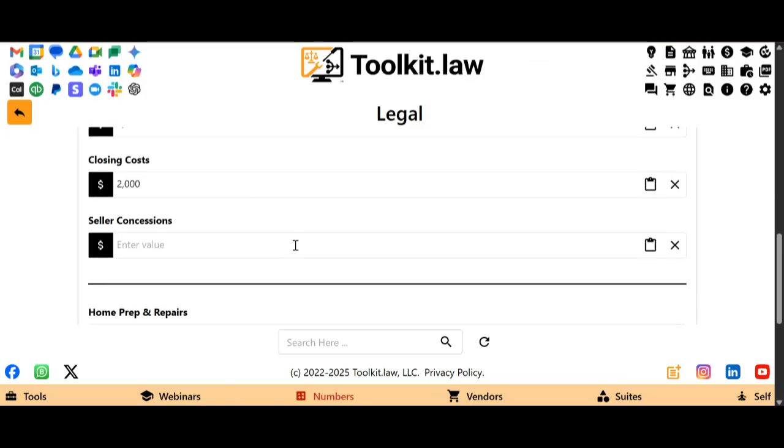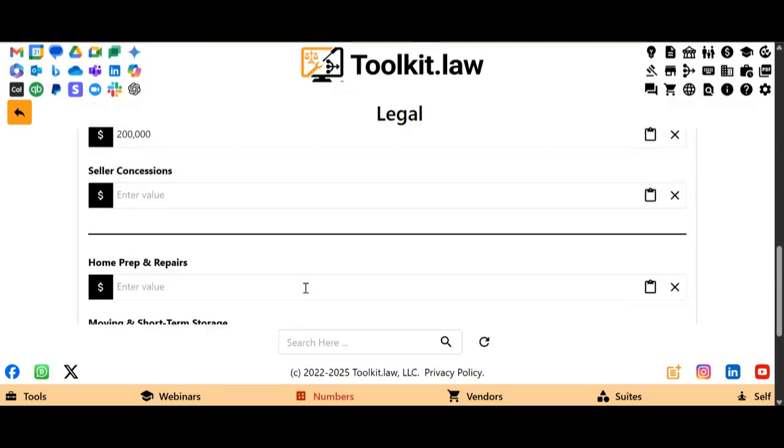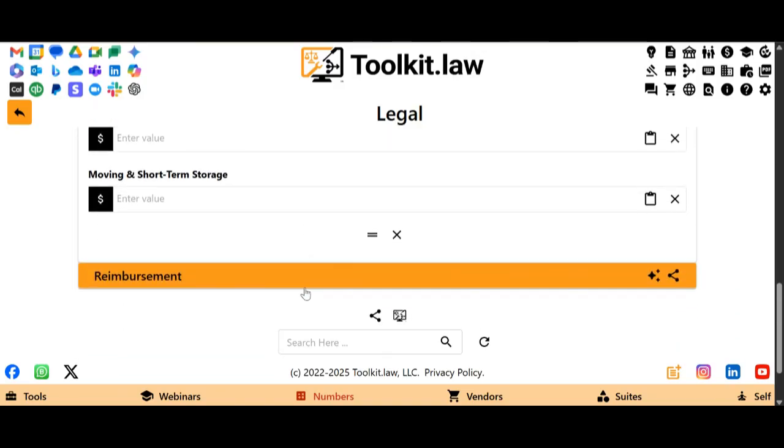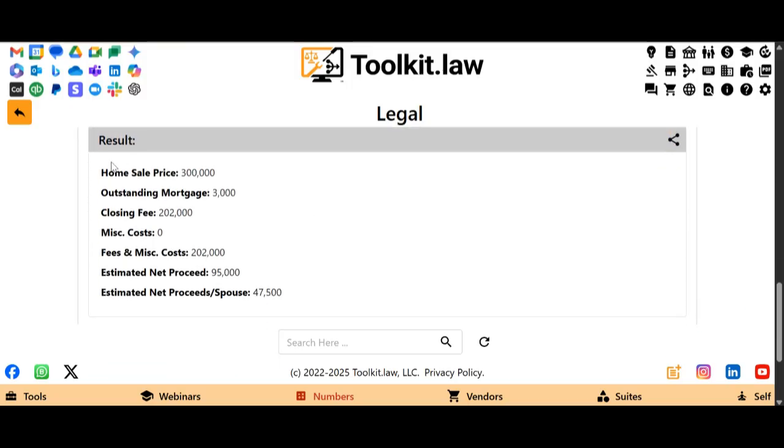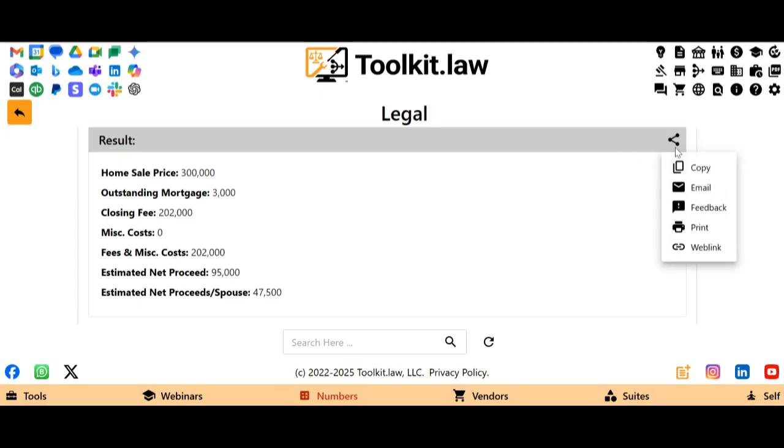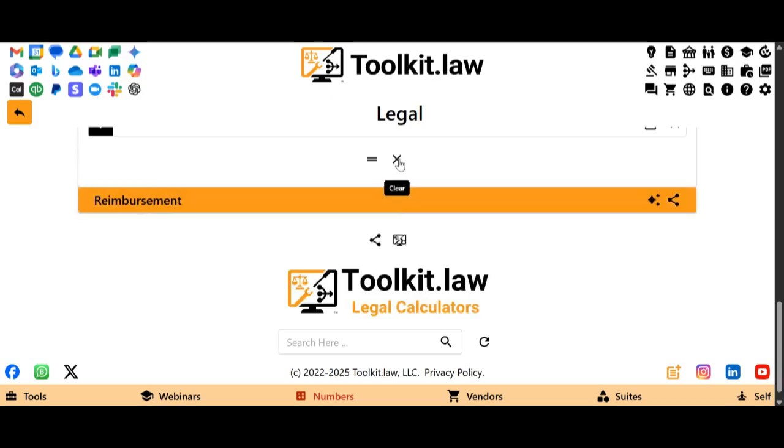Press the equal to icon to calculate the results. It calculates your net real estate profit, giving you a clear and accurate financial result. You can download the result and clear the fields by pressing the cross icon. This tool simplifies complex calculations and supports confident planning during property transactions.